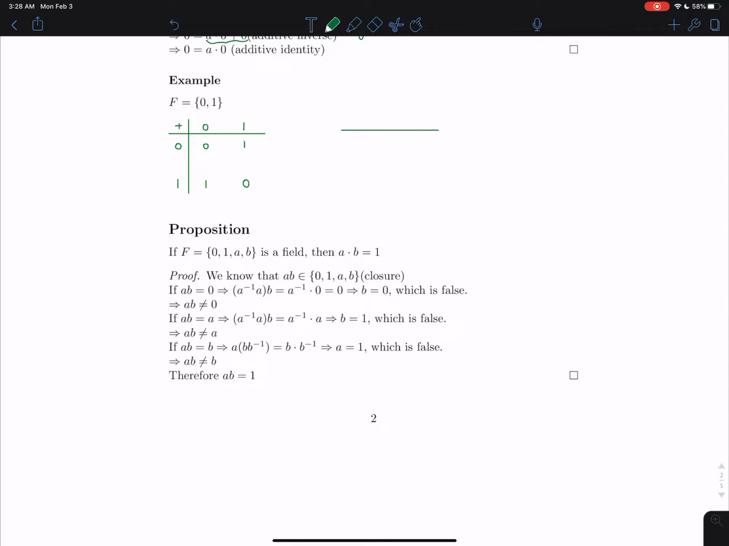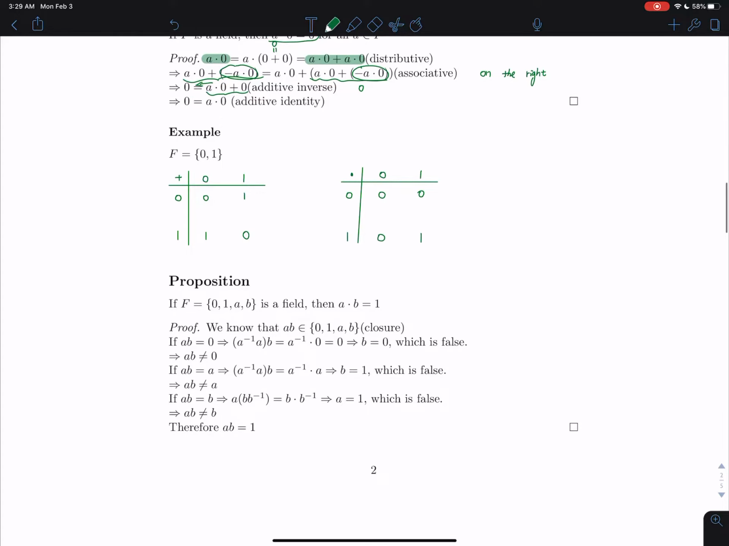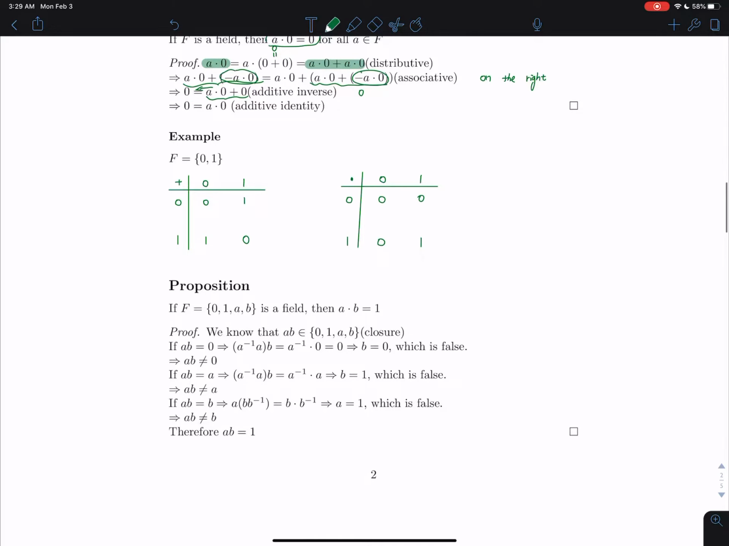The multiplication table looks quite similar. It should be simple since we only have two elements. So again, 0, 1, 0, 1. 0 times anything is 0, as we proved right here. So 0, 0, 0. And 1 times 1 will give us 1 because 1 is the multiplicative identity. So a times 1 is a. Well, 1 times 1 will give you 1.